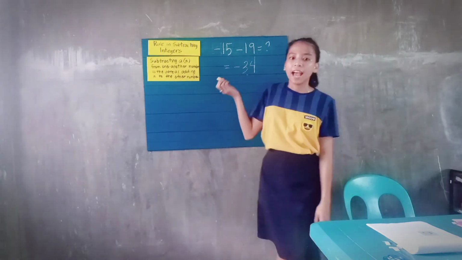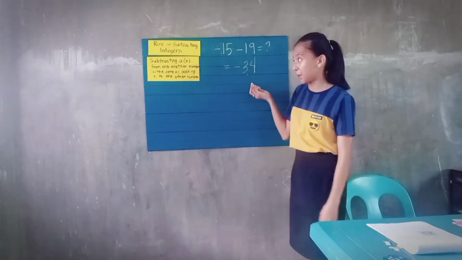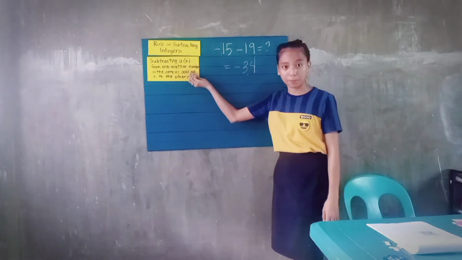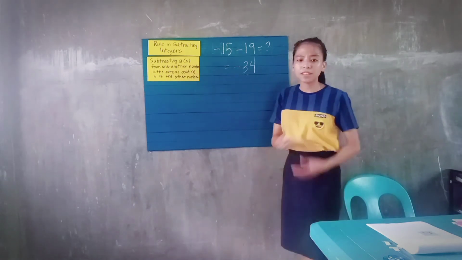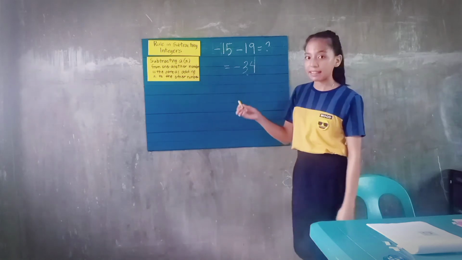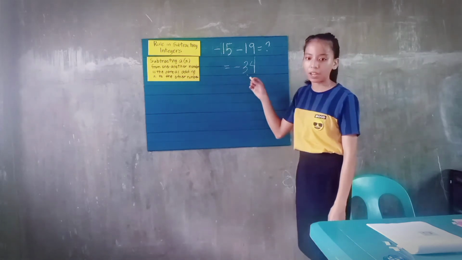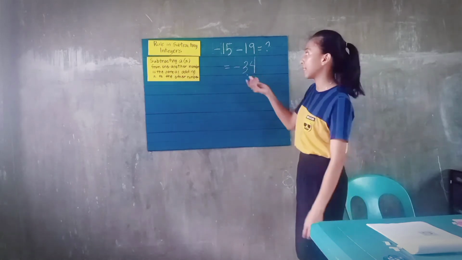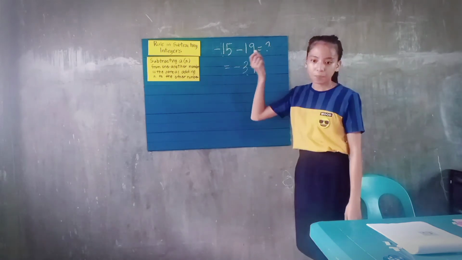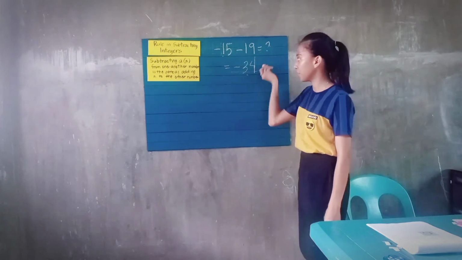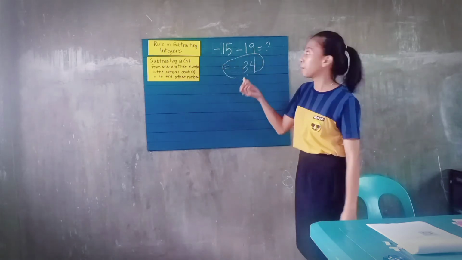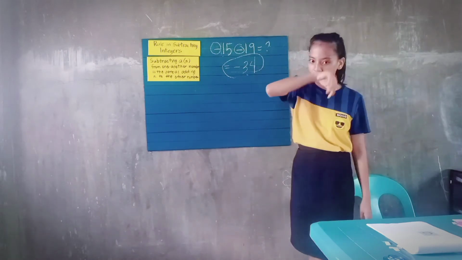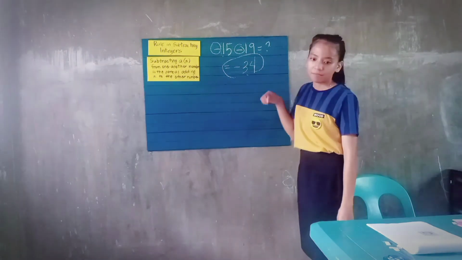Okay? As stated in the rule, subtracting a number from another is the same as adding the opposite number of it to the other. We just find the opposite of the subtrahend. Okay? And we get negative 19, and we add it to negative 15. Then the answer will be negative 34, since they are both negative.